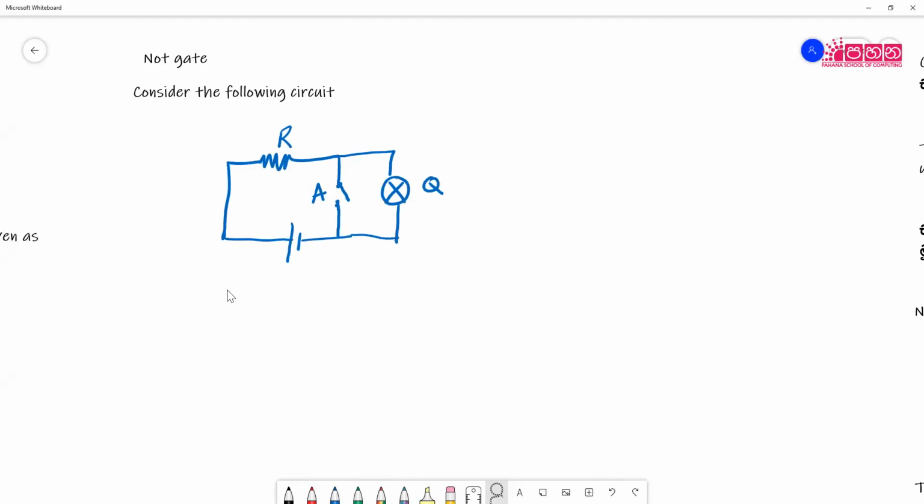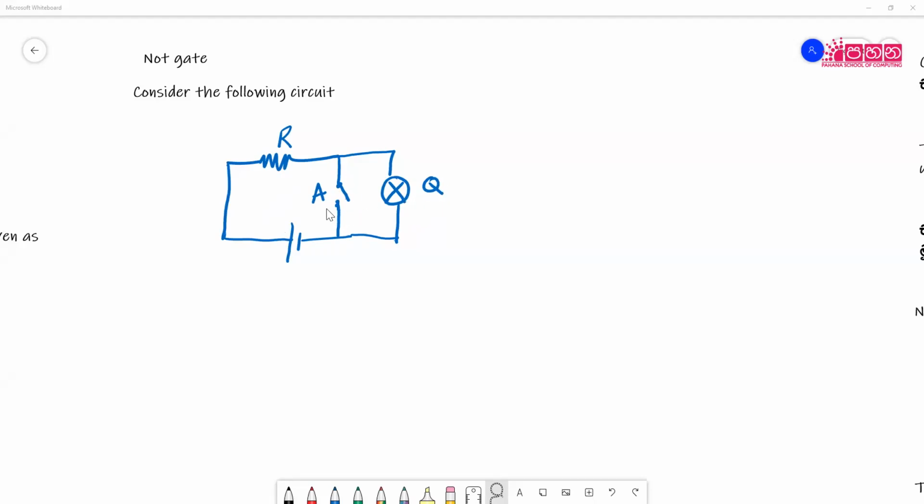If you look at this simple circuit, you will have a resistor, a switch, a bulb, and a battery. In this circuit, what will happen now? With the switch off, the current flows through the resistor R and then through the bulb, and because of that the bulb will be on. That means when the switch is open, the bulb is on.